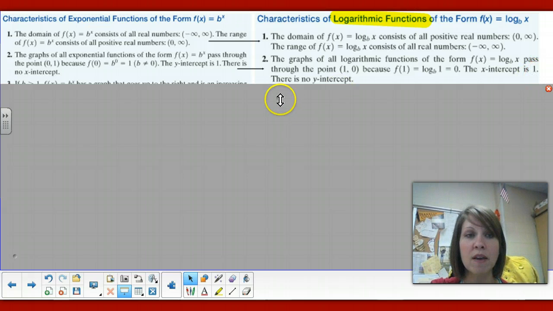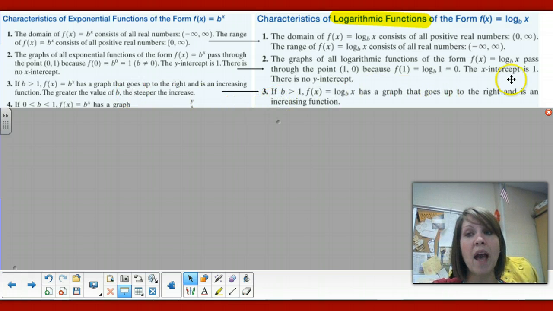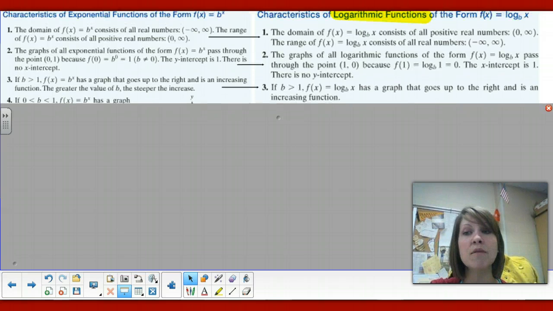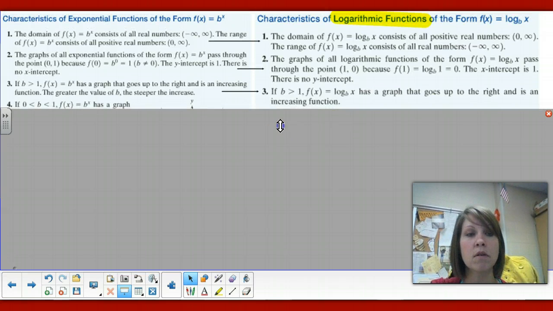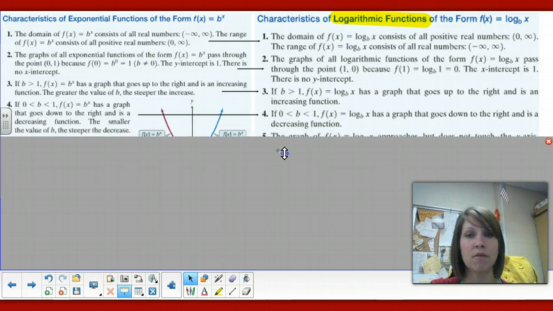We're switching things. For the third one, b has to be greater than 1. And if b is greater than 1, we have an increasing function. Same goes for logarithms. If b is greater than 1, we have an increasing function. If b is between 0 and 1, we have a decreasing function. Okay, so 1, 2, 3, they just parallel each other perfectly.